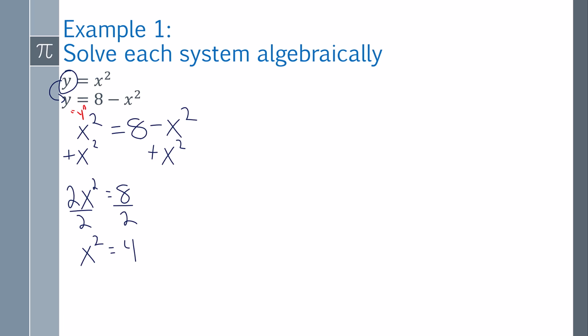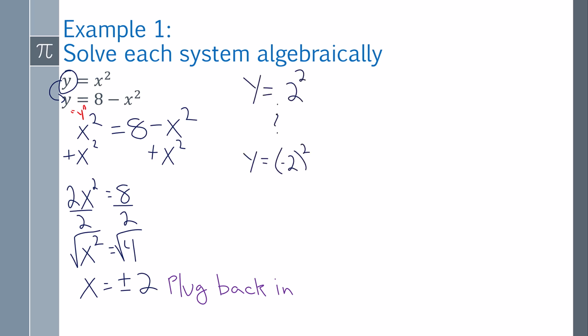I can divide both sides by 2. I get x squared equals 4. Now when we take the square root to both sides, remember, you get that plus or minus. Now that tells me that there are two values for x, both positive 2 and negative 2. So now we need to plug that back in, and we're actually going to plug in both of them. We're going to plug in the positive 2, and we're going to plug in the negative 2.